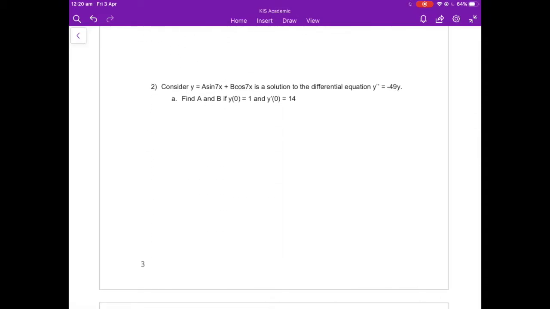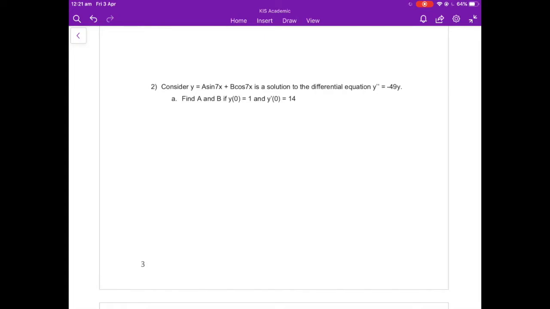Okay, let's have a look at the next question. Consider y equals a sin 7x plus b cos 7x is a solution to the differential equation y'' equals minus 49y. Find a and b if y(0) equals 1 and y'(0) equals 14. Okay, so what does all of that mean? So here they've actually given us the solution, but it's a general solution and we don't know what a and b are. So in order to find out a and b, we need to use the information that we've been given.